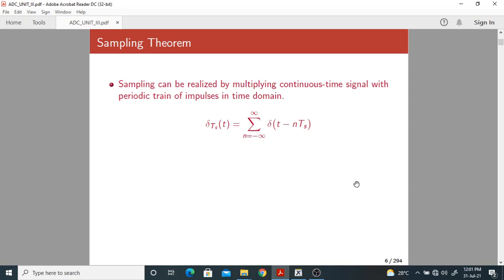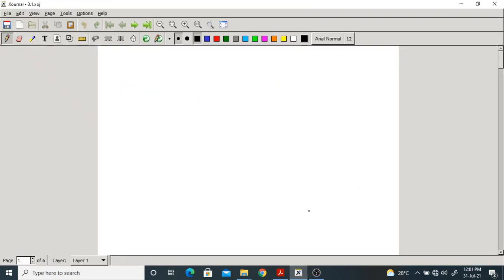Now we'll start with the sampling theorem. First of all, how to sample a signal? To sample a signal, we should take a continuous time signal and multiply it with a train of impulses. So what is a train of impulses? How does it look?